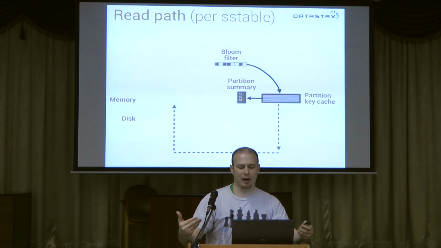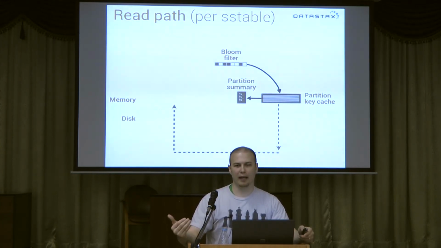And that will either let us skip to reading that partition, or if it's not in the cache, then we'll have to look that up in our index. So again, there's a dotted line here. Above the line is in memory, below the line is in disk.